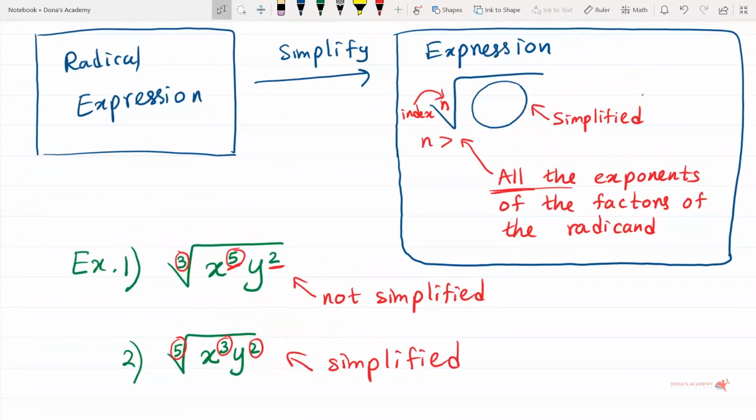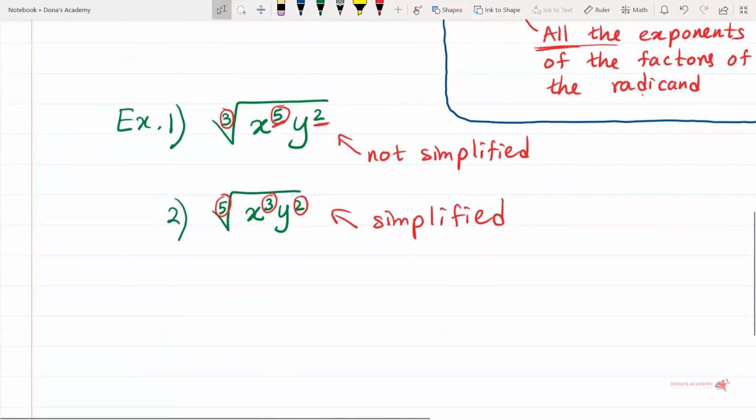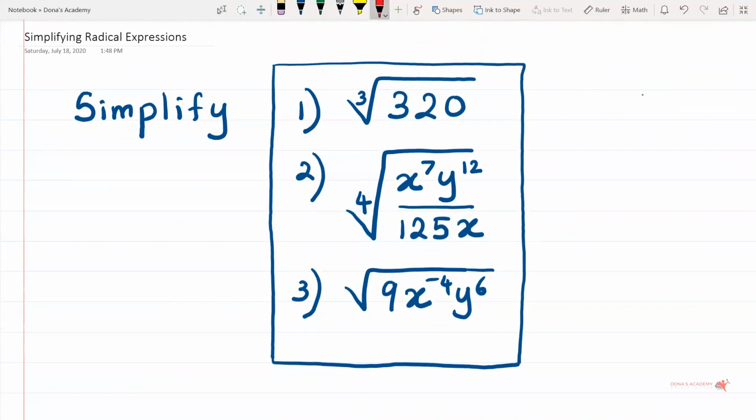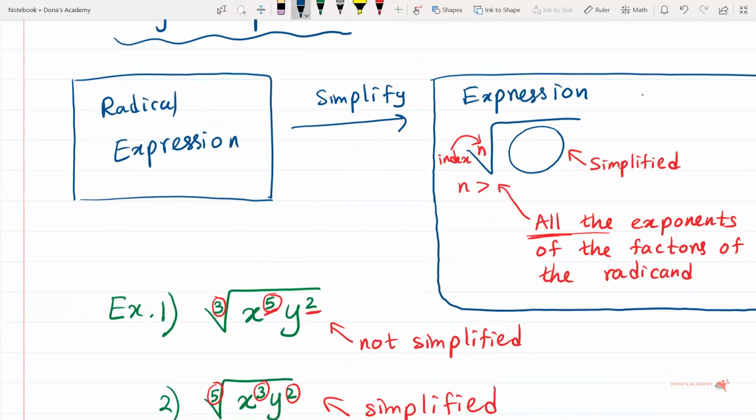Now this is the meaning. However, in some cases, you may see radical expressions where the radicand is a quotient. Like, for example, the second example I was talking about at the beginning, this is a radical expression where the radicand is a quotient. So if you are simplifying this kind of radical expression, there should be another condition after simplification. The other condition is the denominator should be rationalized. So let me explain what it is.